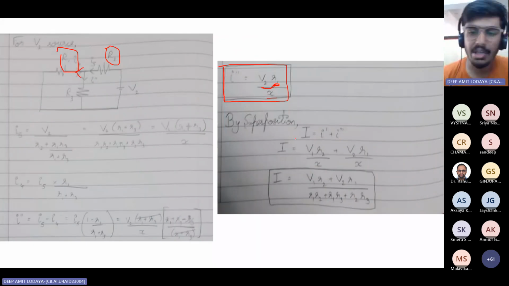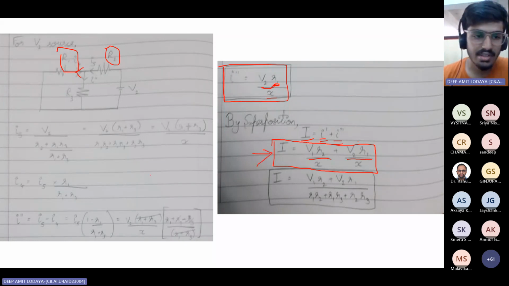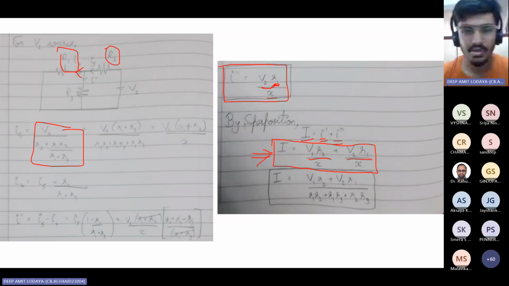Okay, so now when applying the superposition, we know that the net current through the branch I is the sum of the two currents using the two voltage sources. So I is equal to I dash plus I double dash. When we do that, we get V1 R2 by X plus V2 R1 by X. So basically, to find the net current through that arm using superposition, we are going to use the small equation right here. So rather than using these big equations, we ended up with a small equation.